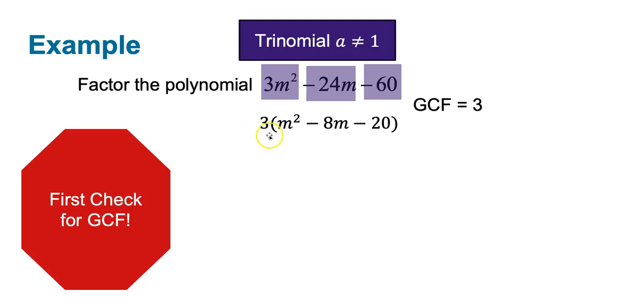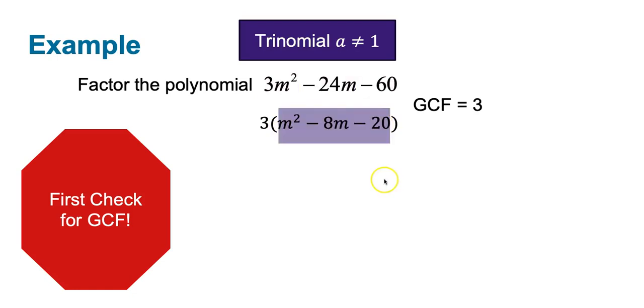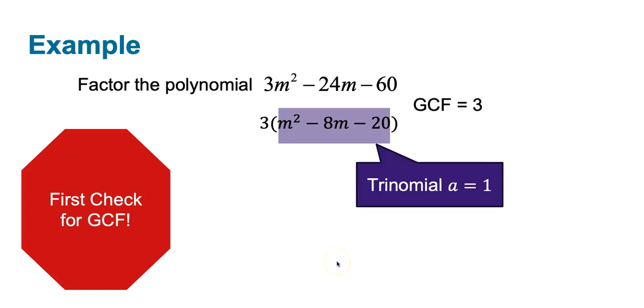Now, this polynomial is in factored form because it's the result of 3 multiplied by this trinomial. However, we always want to completely factor. We now can look at the resulting trinomial inside the parentheses and consider if we can further factor that. That's a trinomial with a equals 1. So the strategy we've learned will apply to that polynomial inside the parentheses.